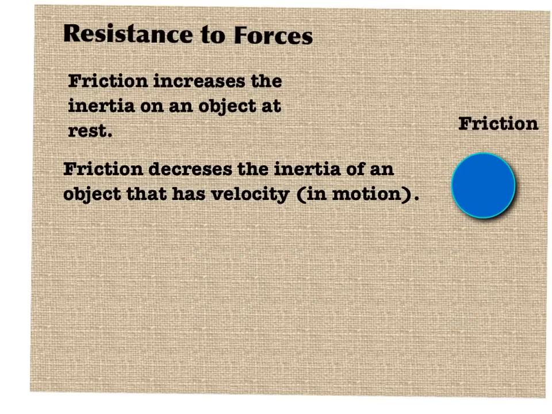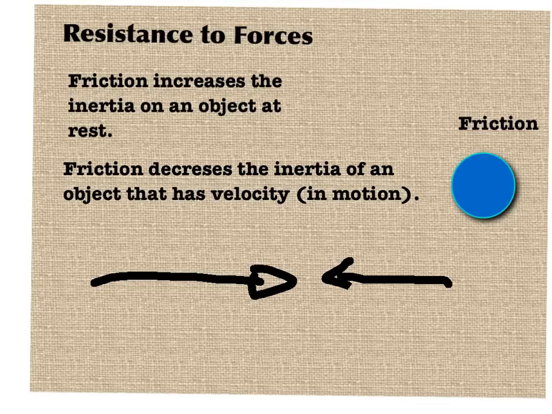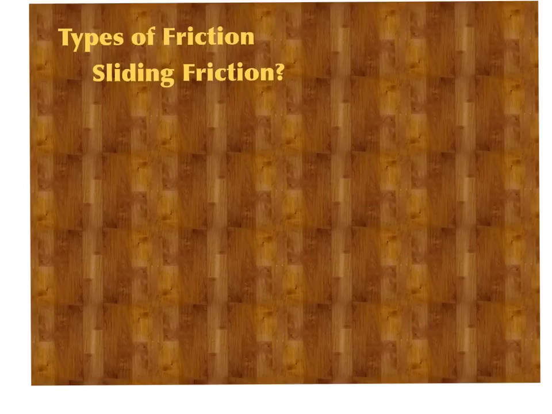The last thing we want to remember is friction is a force. So if I apply a force in one direction, the friction is going to actually work against it in the opposite direction. So we've got several types of friction. The first one is sliding friction.